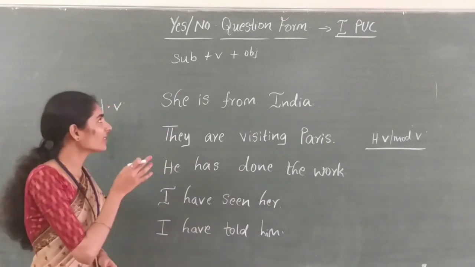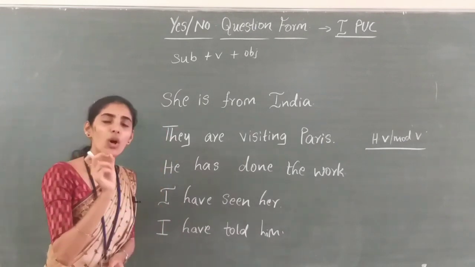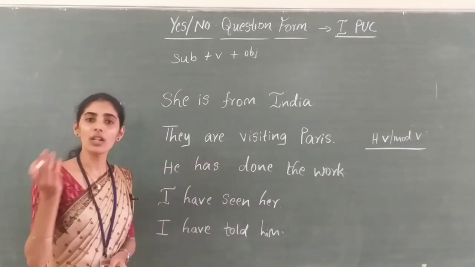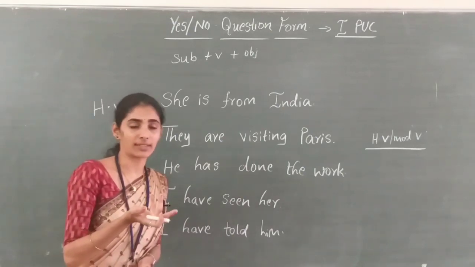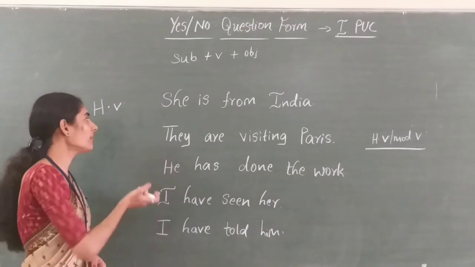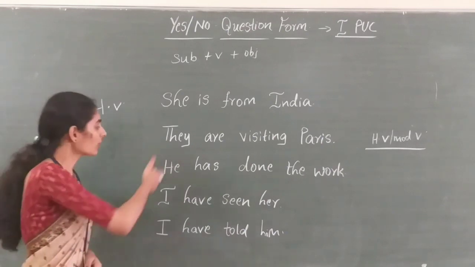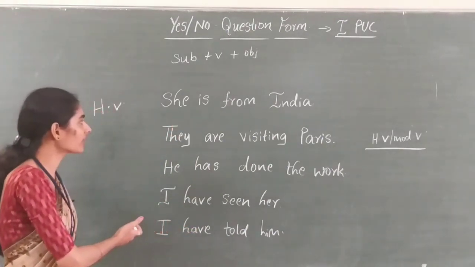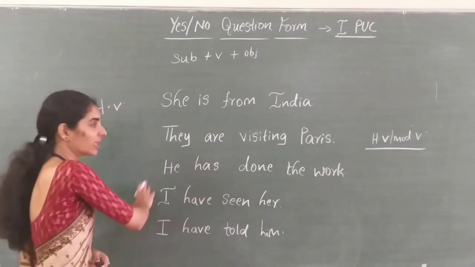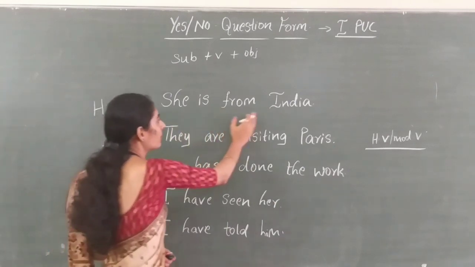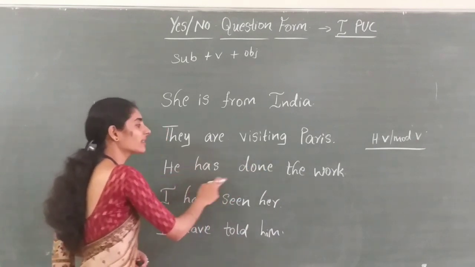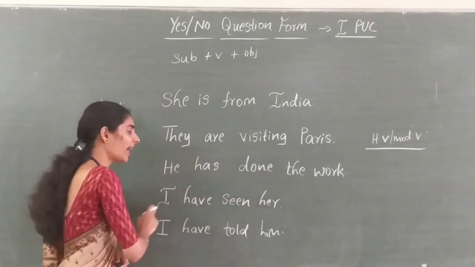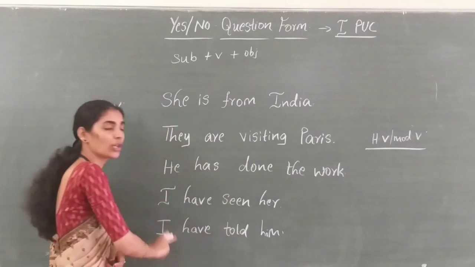So now these questions always require short answers. Yes or no. Okay. For example, is she fine? Yes. So in that way we frame this kind of question. So I have written a few sentences on the board. Look at that. She is from India. They are visiting Paris. He has done the work. I have seen her. I have told him.